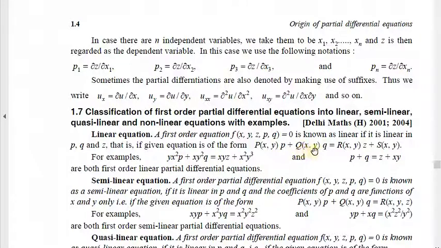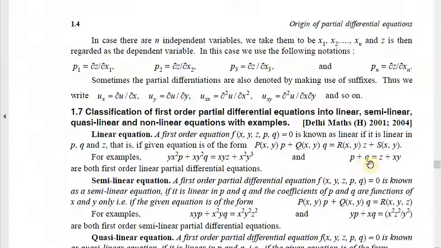What is Q(x,y)? It is the term which is the coefficient of q. So the coefficient of q is x y square, the coefficient of z is xy, so this will be R(x,y), and this term is S(x,y). So an equation of this form is always called a linear partial differential equation. So this is also a linear partial differential equation.